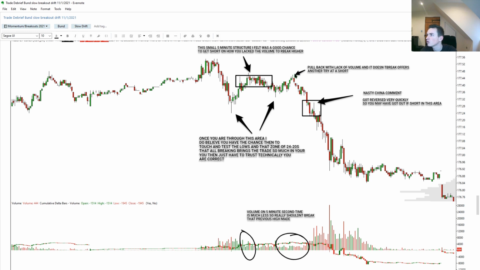So you get this little pullback, and the difference between here and here is what I've circled, is this pullback here, very lack of volume, as I put here. It doesn't break the offers that we've got. It offers another chance to get in another short, because if the volume's much higher than this at this point, you're probably thinking, okay, this trade's not really on. This is something I noticed after when I was doing this.